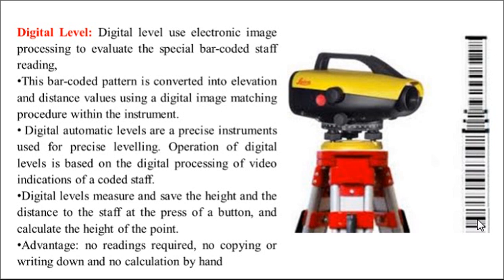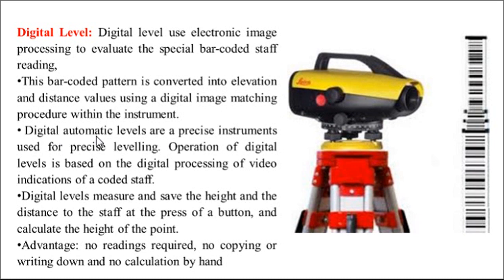As we have seen in the case of the dumpy level, the leveling staff has markings of meters, centimeters and millimeters, but on this bar-coded staff there is no marking, the bars are coded instead. This bar-coded pattern is converted into elevation and distance values using a digital image matching procedure within the instrument. So inside the instrument there is an arrangement with which we can match the images.